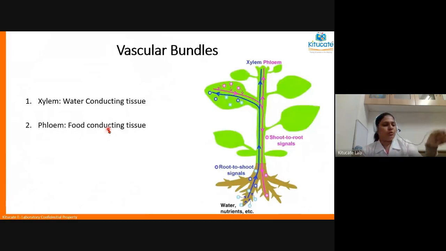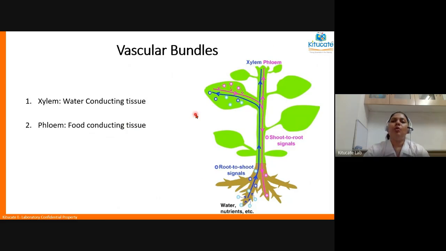Okay. Now, these vascular bundles majorly are of two types. One is xylem and the second is phloem. Now, xylem is a system which carries water from the roots to all parts of the plants. Okay. So, the blue one in the picture is the xylem, and phloem is the one which carries food which the leaves prepare to all parts of the plant. Okay. Now the pink or magenta one that you see in the picture represents the phloem.